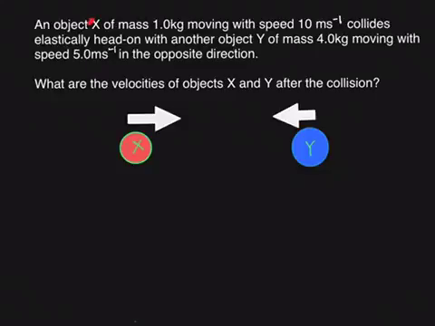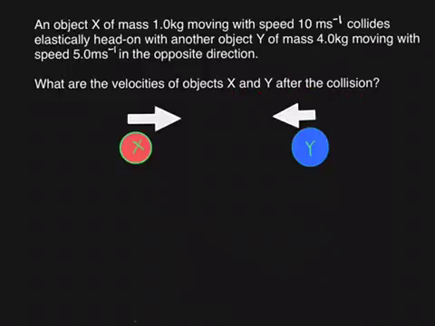An object X of mass 1 kilogram moving with a speed of 10 meters per second collides elastically head on with another object Y of mass 4 kilogram moving with a speed of 5 meters per second in the opposite direction. We can see this in the diagram. What are the velocities of the objects X and Y after the collision?